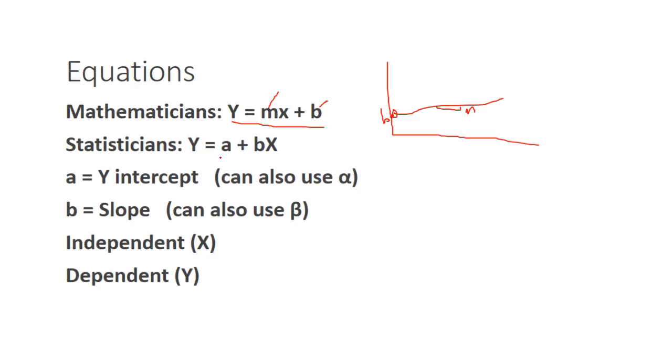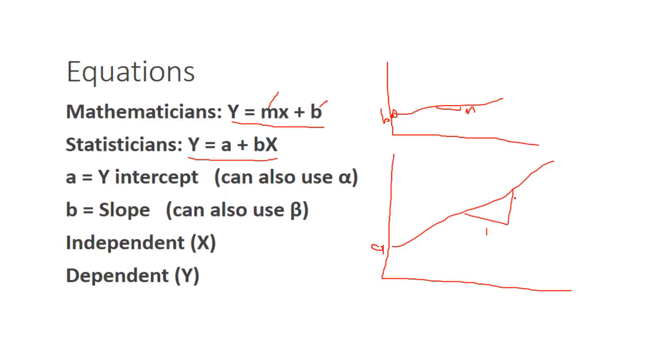Statisticians, because we have to do things our own way, use the equation y equals a plus bx. So we're going to draw a line that looks like this, where this point right here is a, and the slope of the line here is b. Okay? So we're going to say y equals a plus bx, or y equals alpha plus beta x.